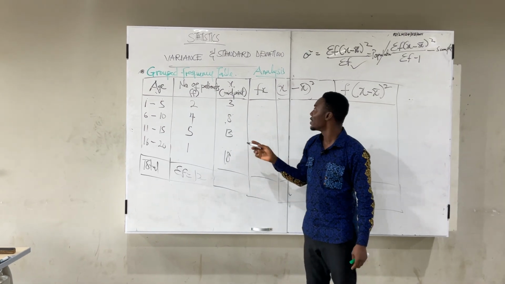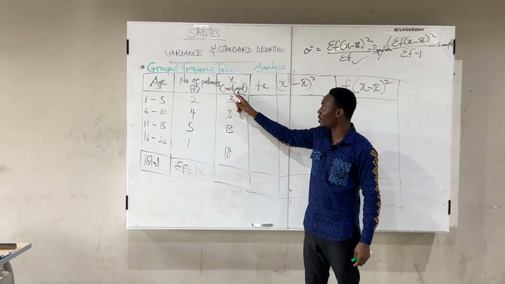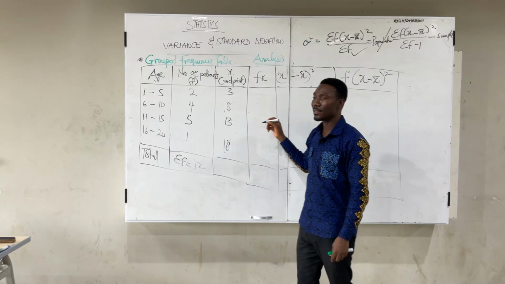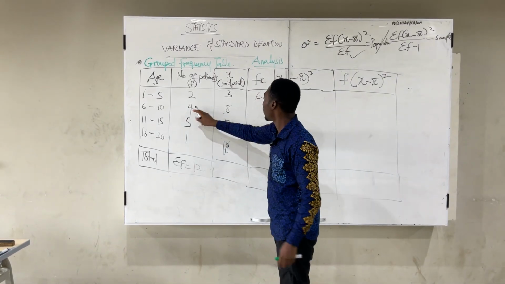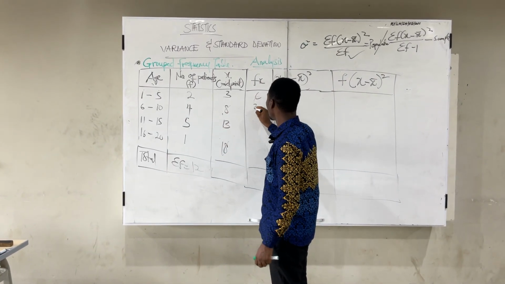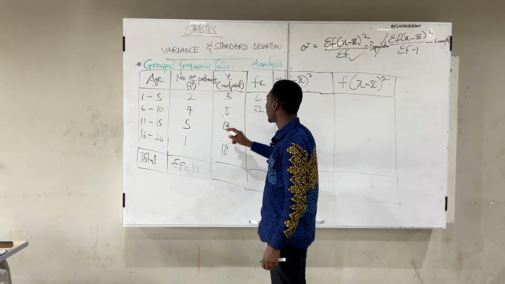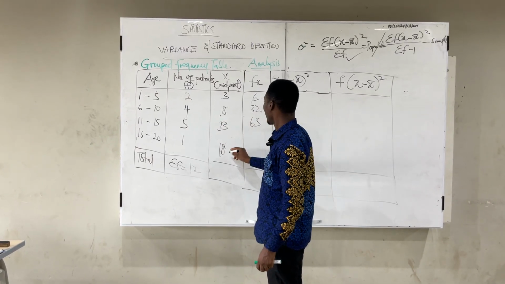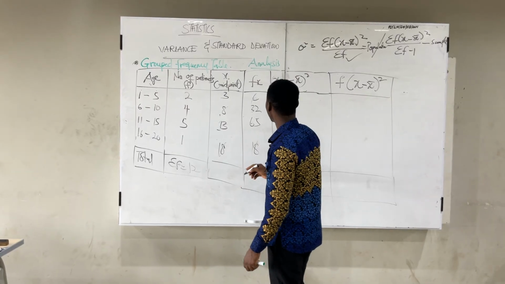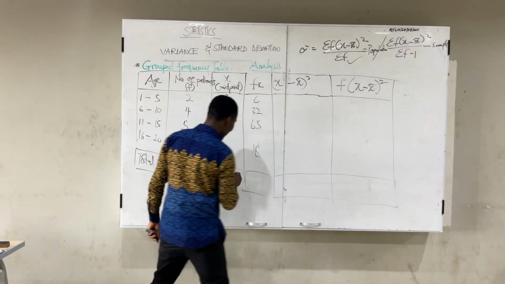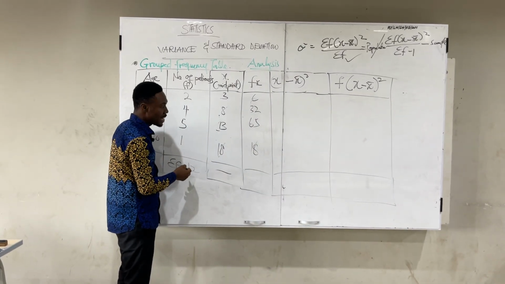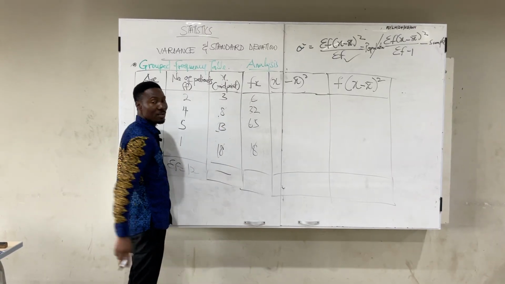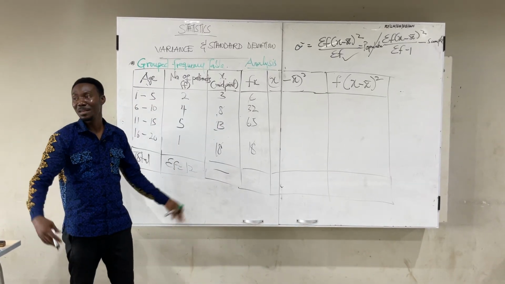F of x simply means that, here the midpoint is our x now. So 2 times 3, that will give us 6, 4 times 8, 5 times 13, and here will be 18. So then we don't need summation of the midpoint, you can put dash there. But we will need summation of the f of x. Why? Because of the mean.